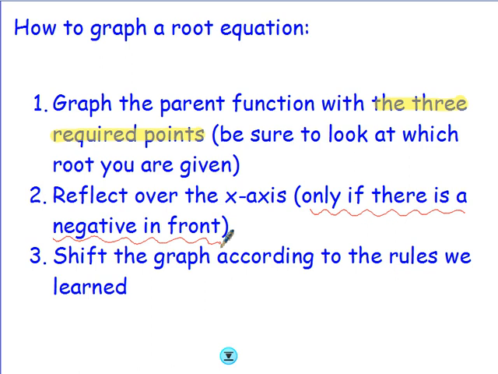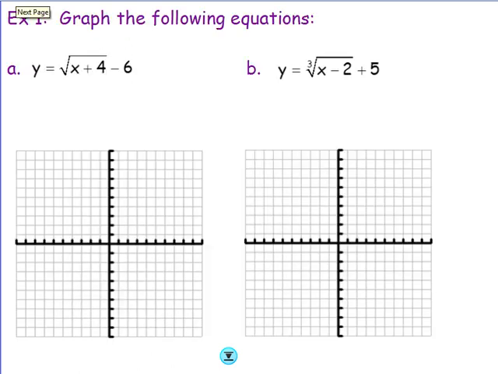So we're going to take a look at, there's a total of 6 examples. We're going to do 4 of them together, and then you're going to do the last 2 on your own. So let's take a look at a pair of examples. So on example 1, as you can see, this is a square root graph. So when step 1 says graph the required points, we are talking about 0, 0, 1, 1, and 4, 2. Those are always your required points for a square root.